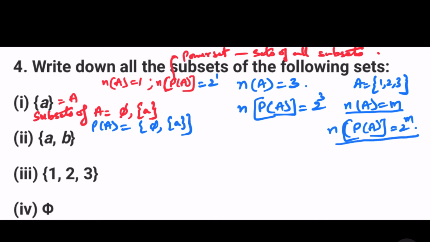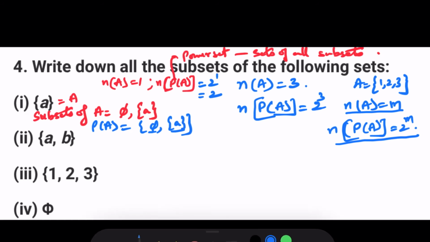So 2 to the power of 1, which is equal to 2. So you are getting here 2 elements, isn't it? So therefore that is the power set. Next, going to the next one. What is the second one?